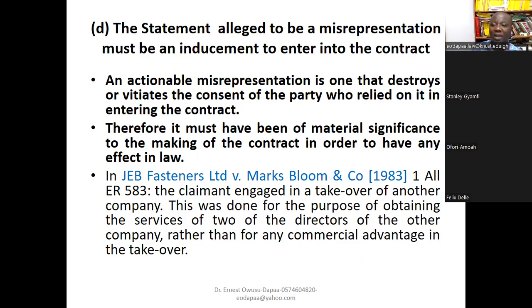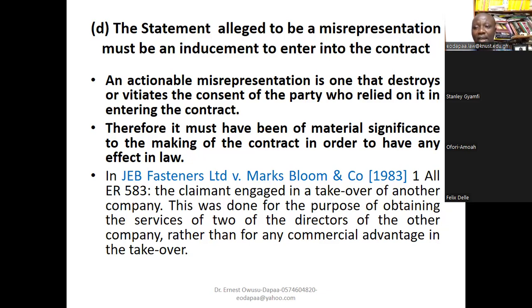Another point which we have made already and we want to develop further is that the statement alleged to be a misrepresentation must be an inducement to enter into the contract.